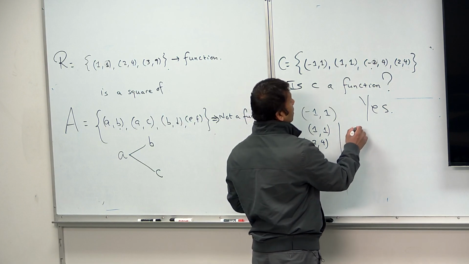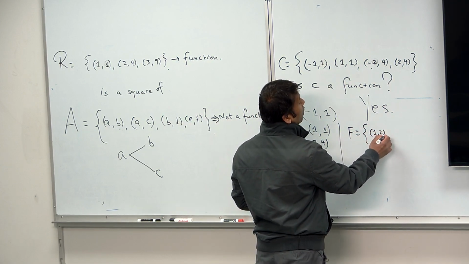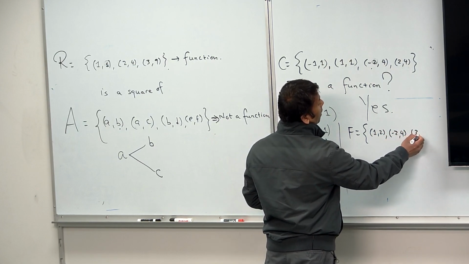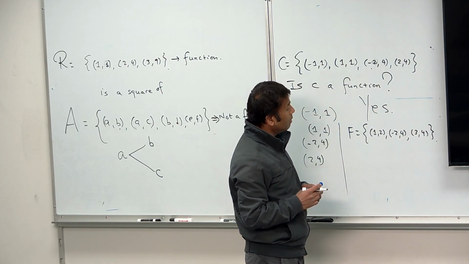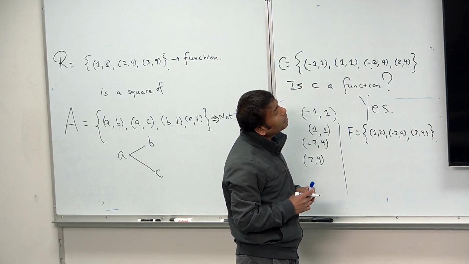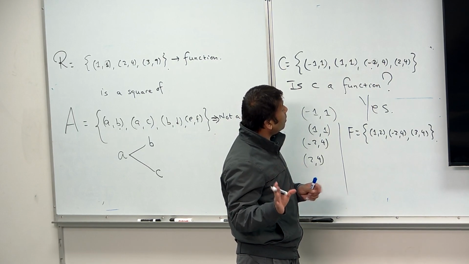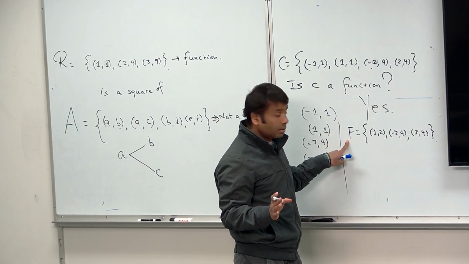Now here you have f equal to (1, 2), you have (negative 2, 4) and (3, 4), right? If that would have been a negative 3 and not a negative 2, would that have been a function? So first of all, is this a function or not? Let's discuss this. So look here.